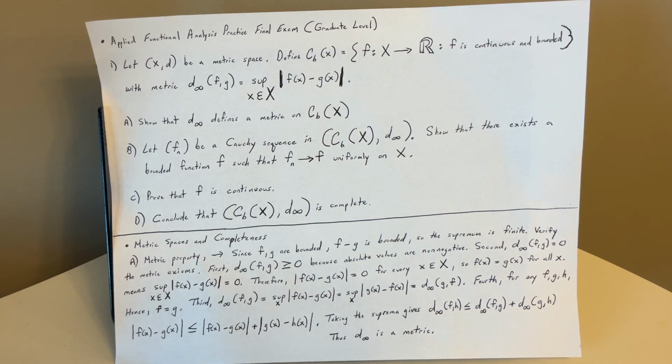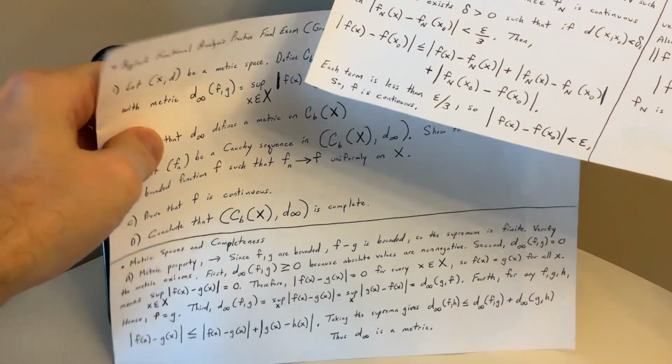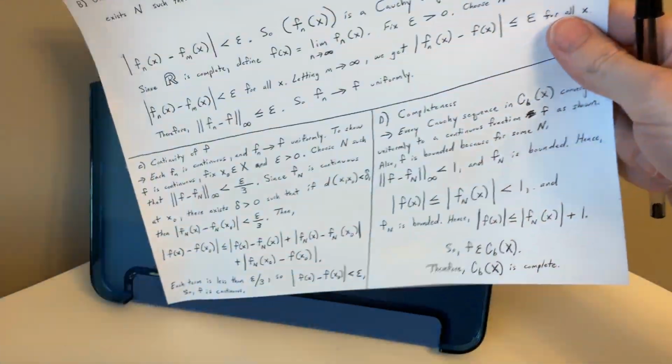So that's part A, and on the second page, we're going to go on to B, C, and D. Okay, so let's move along to B, C, and D.